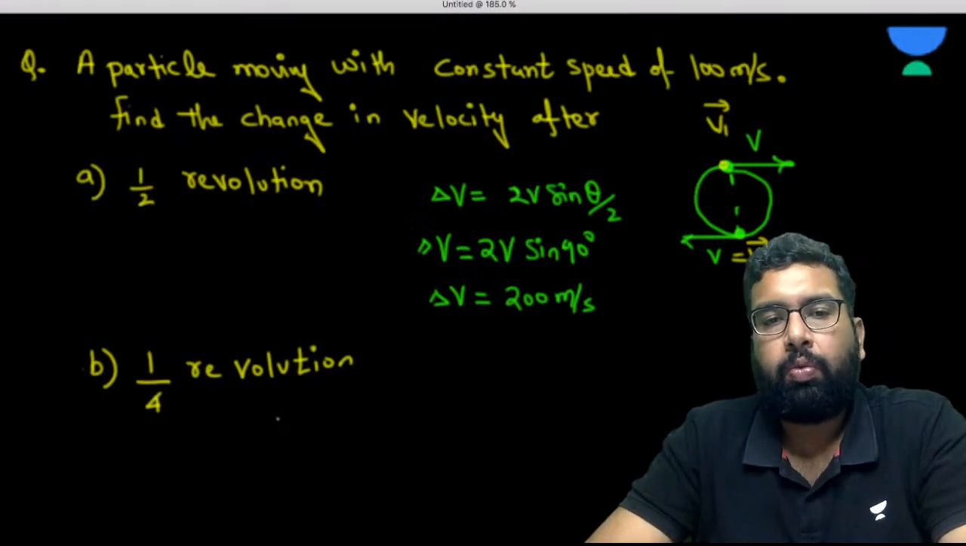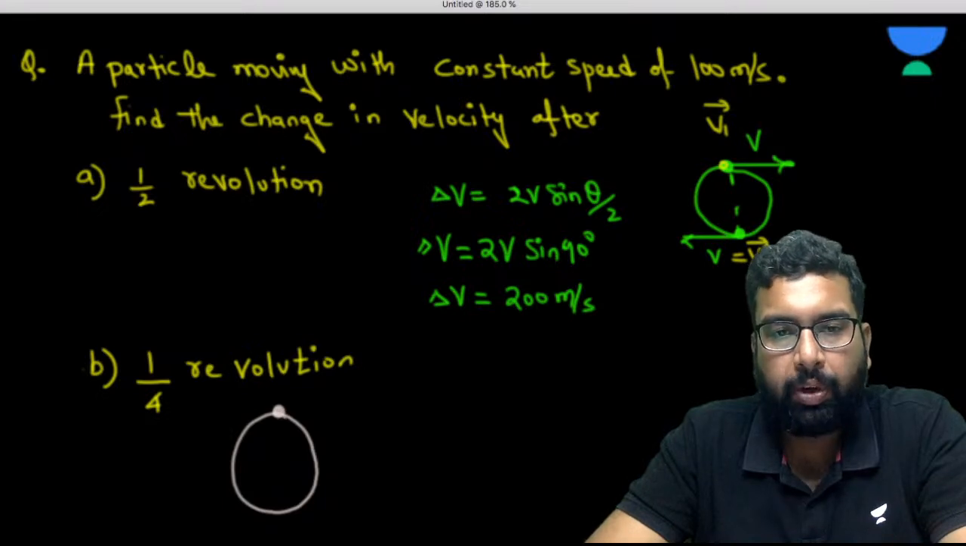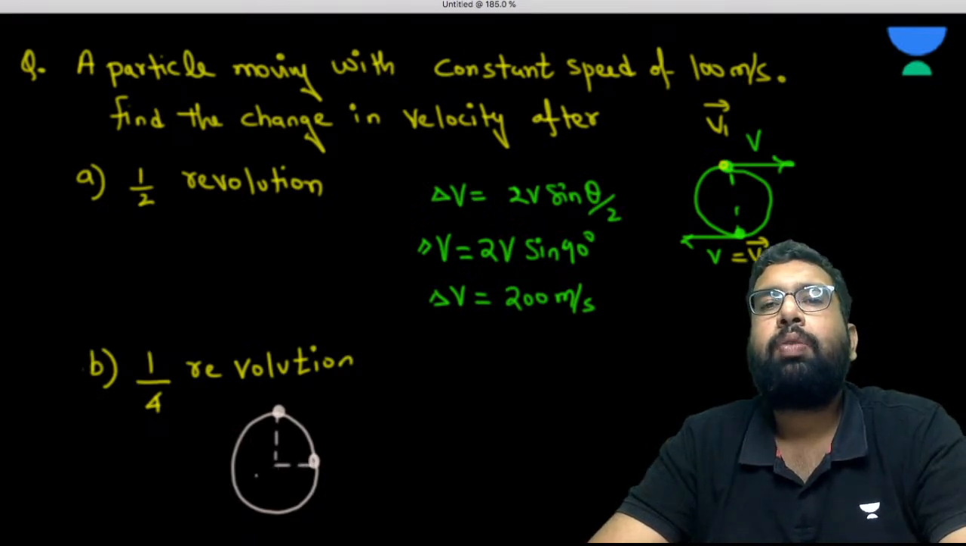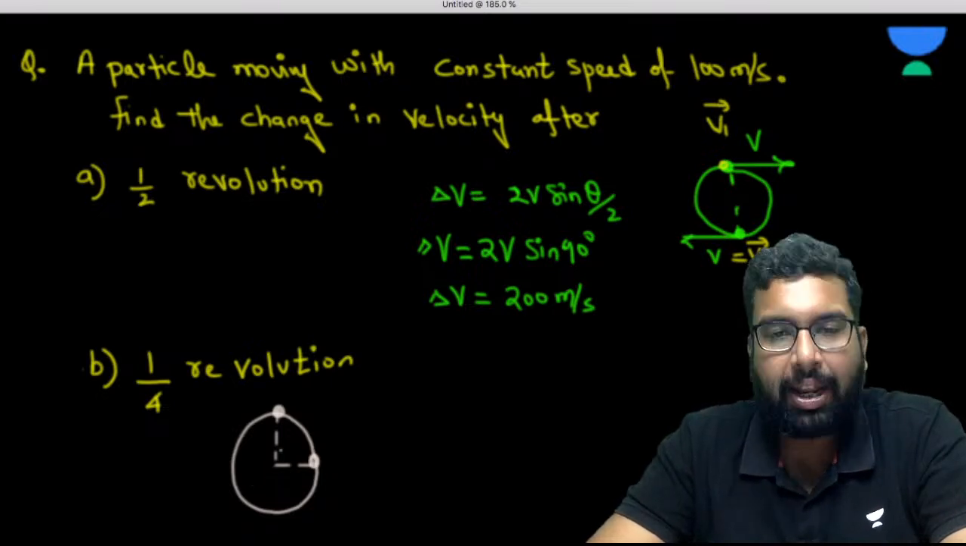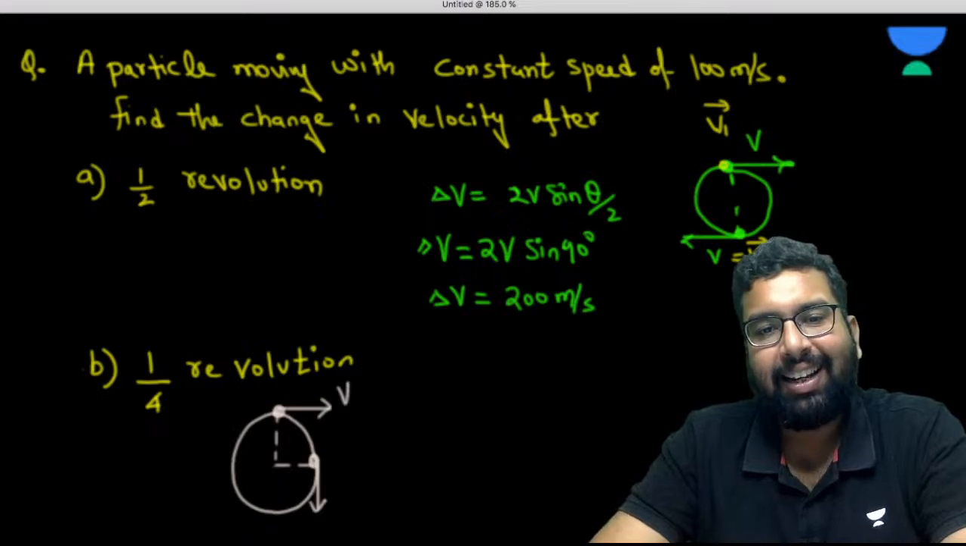Now, 1 by 4th of a revolution. So, 1 by 4th of a revolution means that this particle started moving from here and then it moved till this point. It took a quarter turn, 1/4 of a revolution. So how much is 1/4 of the revolution? So it is 90 degrees. So it has moved 90 degrees. So this is this and this is this, right? Okay, these two vectors.